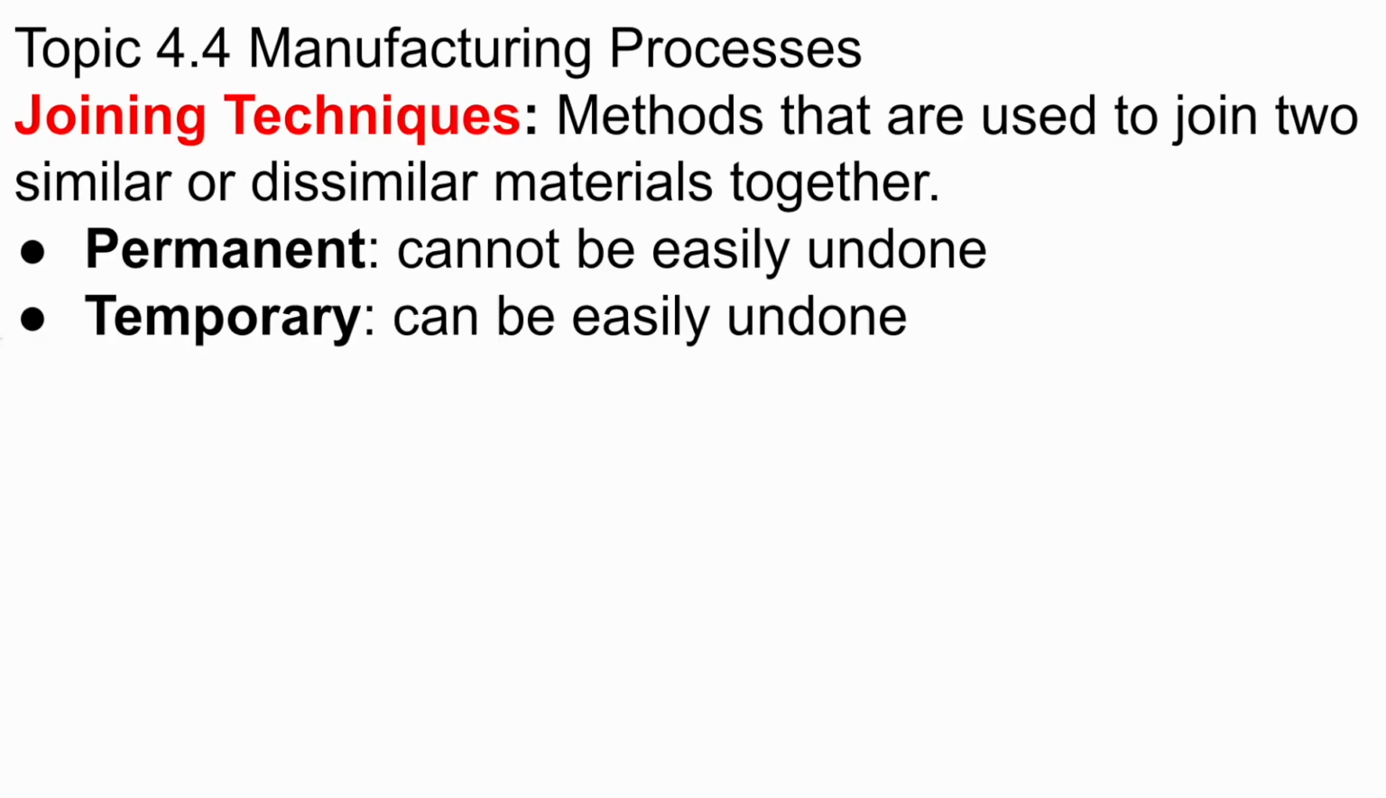We're going to talk about joining techniques. So there are methods that we use to join two similar or dissimilar materials together, and they fall into two big categories. We have permanent and temporary. So permanent cannot be easily undone, and temporary can easily be undone.